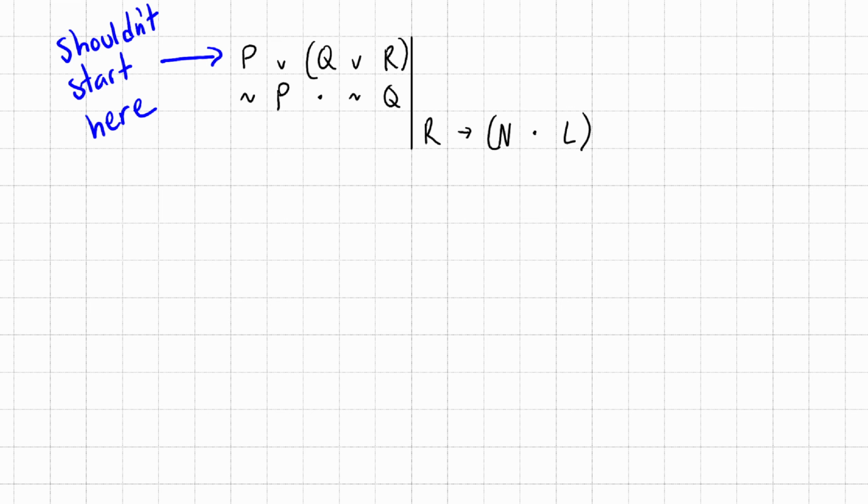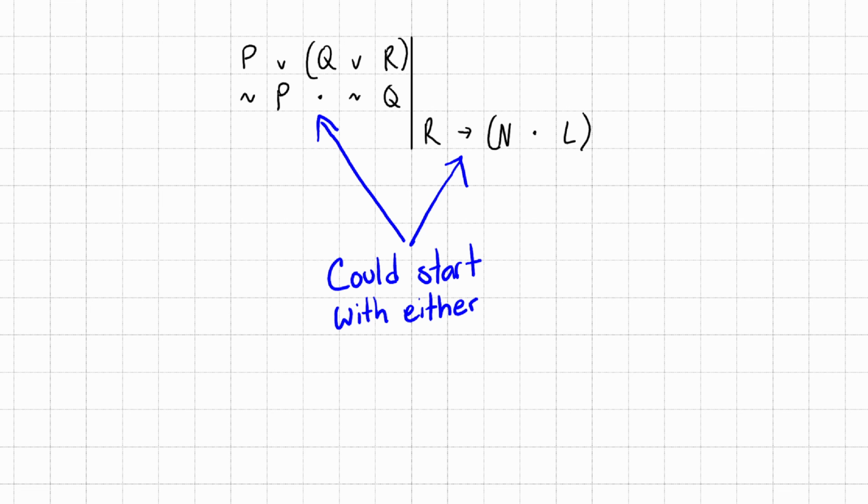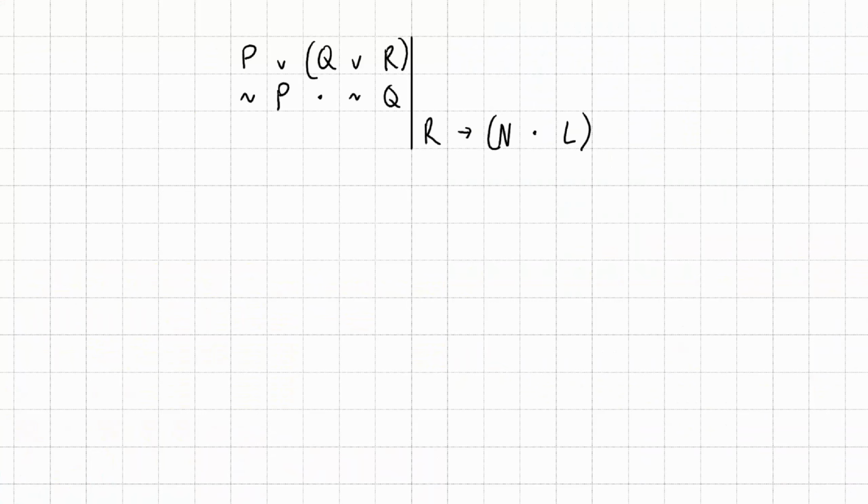It's a true disjunction, which means that it would require splitting. We could go ahead and start with either the second or third statement, since neither one would require splitting. True conjunctions don't require splitting, and false conditionals don't require splitting. I'll just go in order from top to bottom, starting with not P and not Q, since, remember, we don't want to begin with the true disjunction.